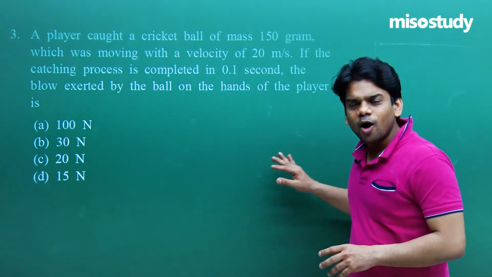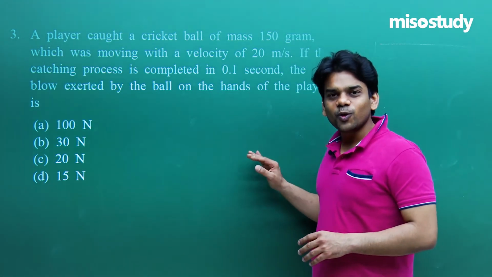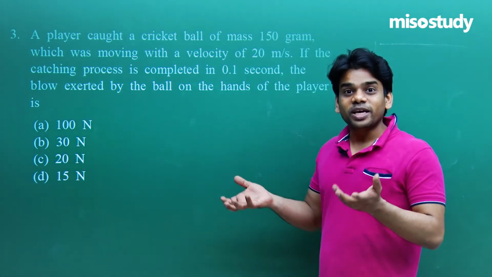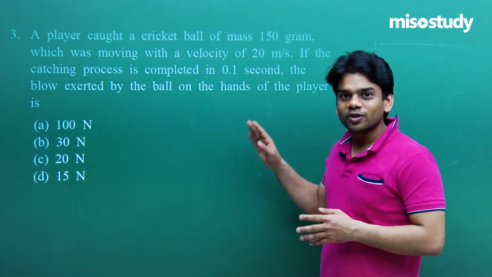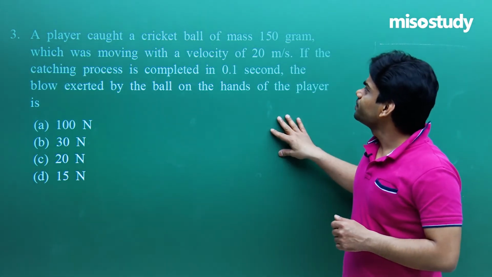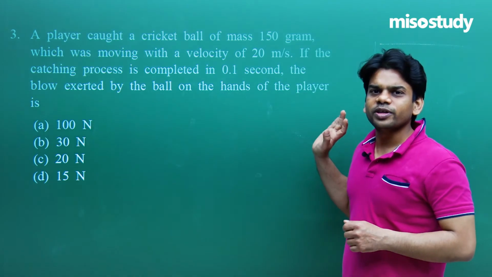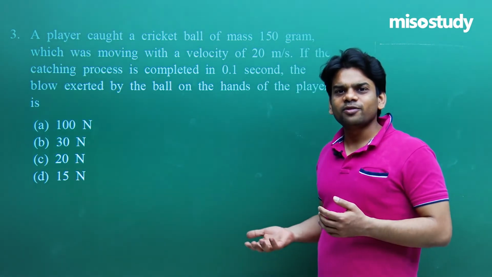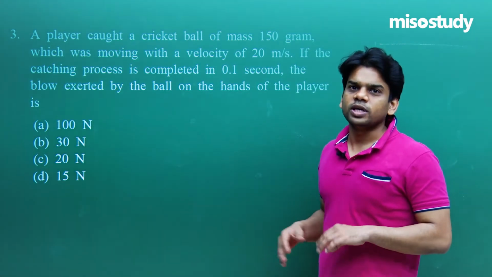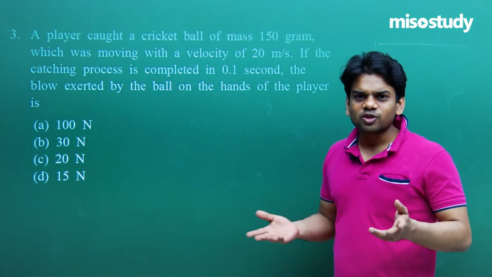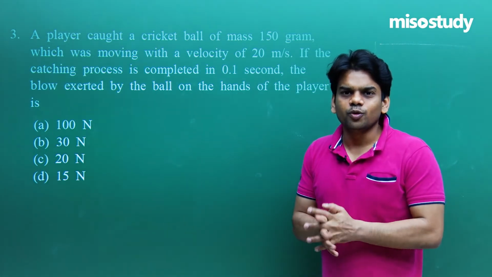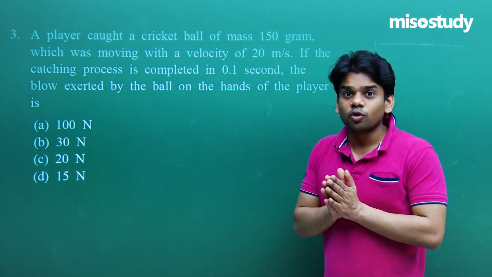So let's see how you can evaluate how much force you are going to be affected by when catching all these balls. Now you see here, its mass is given as 150 gram. Let us see if mass is less, then force is more, or if mass is more, then force is more. Let's try to see that. We all know that if mass is more, you would have observed that your hand feels more force.